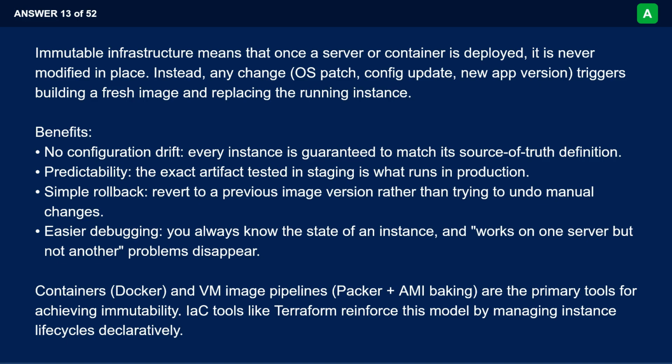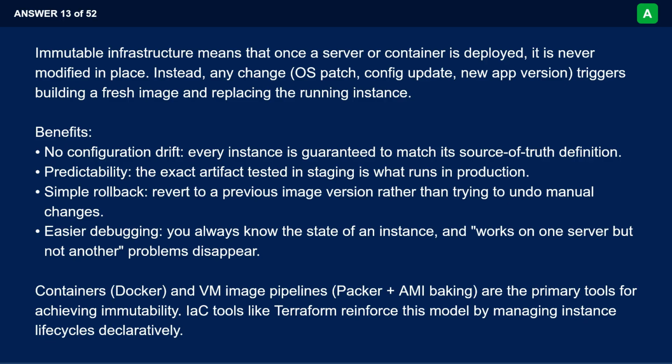Benefits: no configuration drift. Every instance is guaranteed to match its source of truth definition. Predictability: the exact artifact tested in staging is what runs in production. Simple rollback: revert to a previous image version rather than trying to undo manual changes. Easier debugging: you always know the state of an instance, and "works on one server but not another" problems disappear.